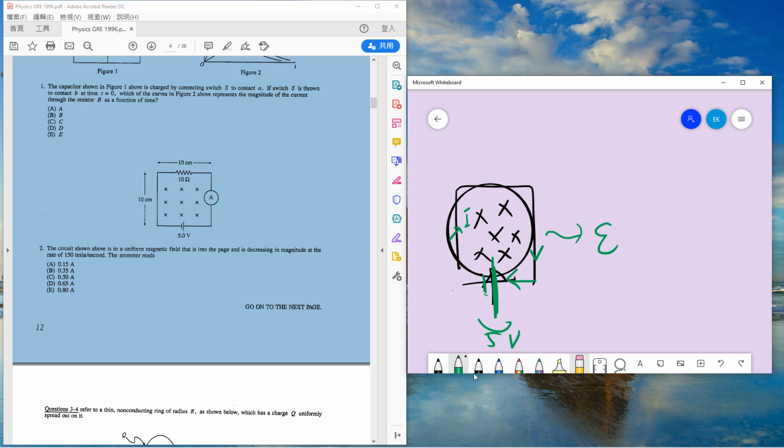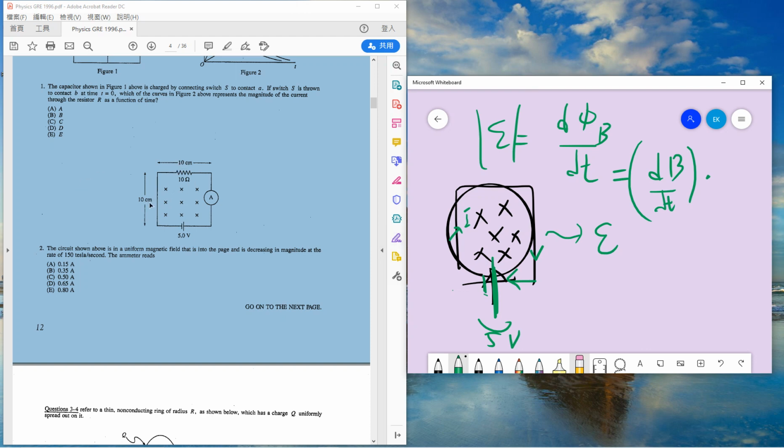So we can assume that there is an electromotive force, the electromotive voltage epsilon. The magnitude is just the change of the flux. The change of the flux is the change of the magnetic field times the area, because the area is fixed. So the area is 0.1 times 0.1, which is 0.01. And dB over dt is 150 times this one. So you have 1.5. And it's in the opposite direction from this one.